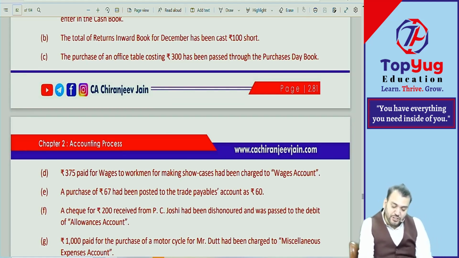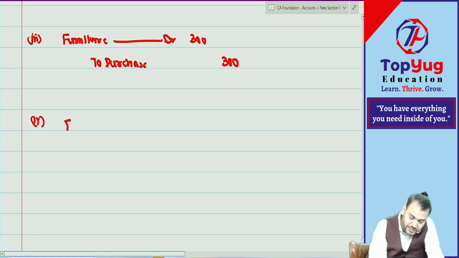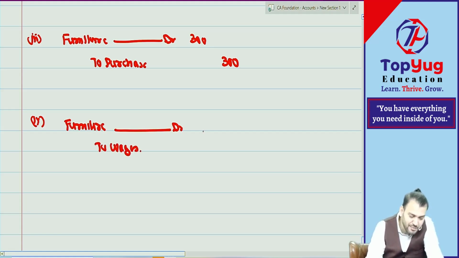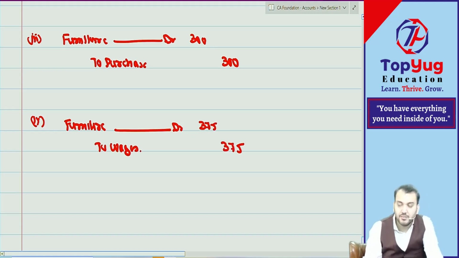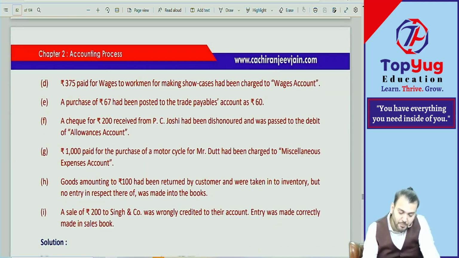Then what? 375 paid for wages to workmen for making a showcase. Showcase means also furniture, but it has been charged to which account? Wages account. But very easy. What needs to be done? Furniture account debit to what? Wages account. This type of question is very easy. I don't think you will make a mistake in this. Correct. This is also done.